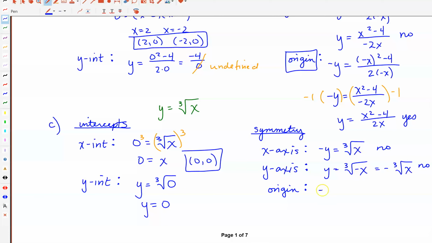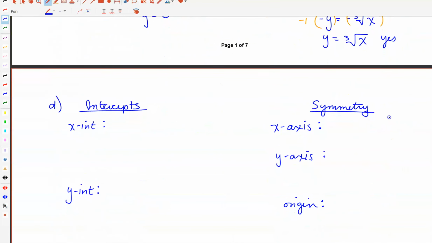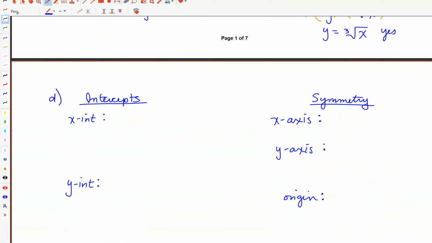Now for origin, we're going to replace y with negative y and x with negative x. And on this one, here's where we can see if we pull that negative out in front, and then again, I can multiply both sides by -1 to get rid of those negative signs on both sides, and I do get back my original equation. So yes, this one will have origin symmetry. Alright, so for our last example, I'm hoping you're seeing each one of these equations kind of had some different element in there. This last one is going to have an absolute value.